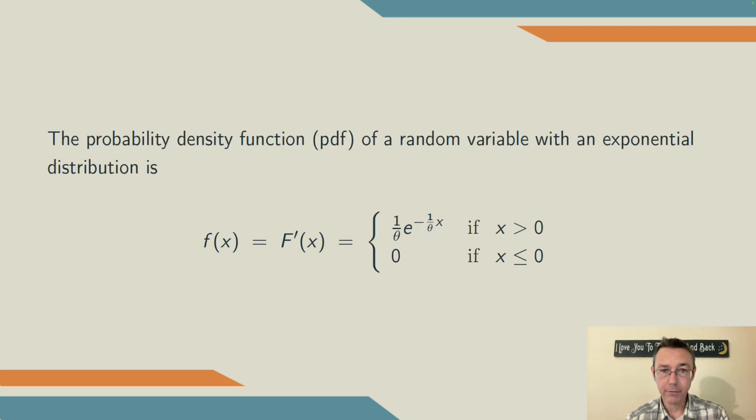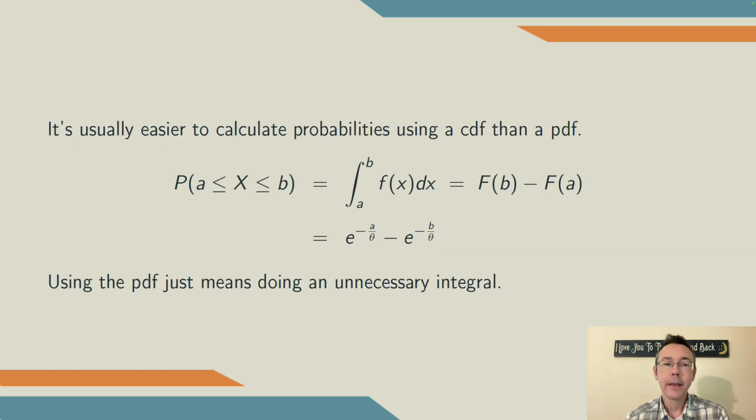If we take the derivative of that CDF, we get the PDF. It's 1 over theta e to the negative 1 over theta times x, where, again, x can't be negative. Still, though, it's easier to compute probabilities using the CDF rather than the PDF. The reason is that if we use the PDF, we have to do a new integral every single time, whereas the CDF sort of has that already evaluated. The probability that x is between a and b is big F of b minus big F of a, and that works out to be e to the negative a over theta minus e to the negative b over theta.